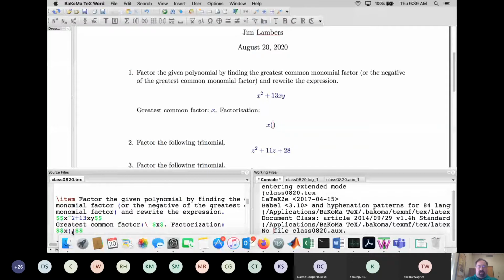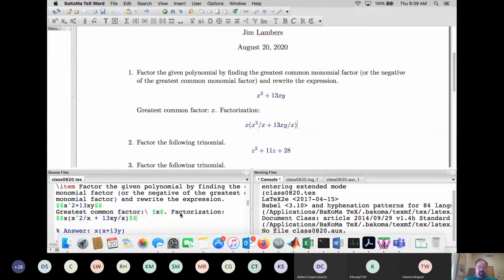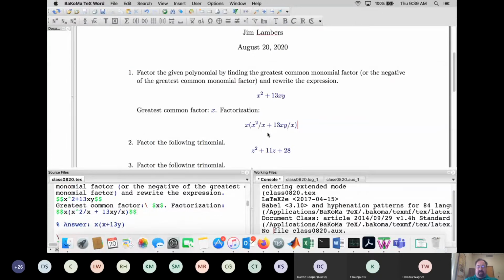So I have x squared over x plus 13xy also divided by x. So this is a good way to write it in order to minimize mistakes. You can handle each term in here individually. So then you simplify this as much as you can.